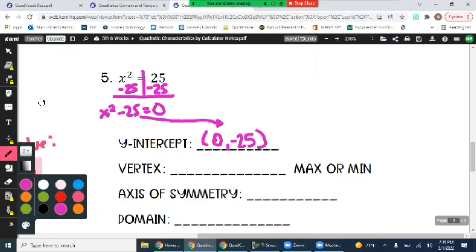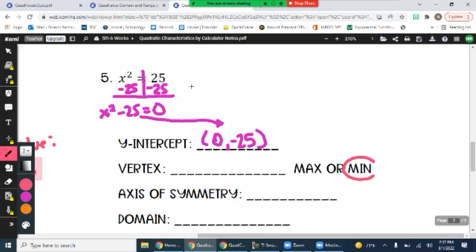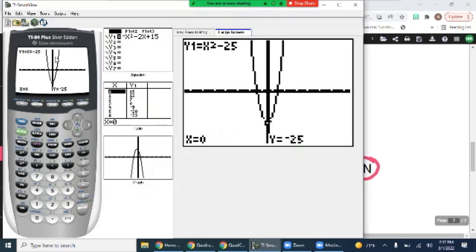All right, before we move on, is it going to be a maximum or minimum? Minimum. All right, let's find that vertex. Before I can press second trace, what do I need to do? Move the star, move it. In this case, we want to move it as low as possible.